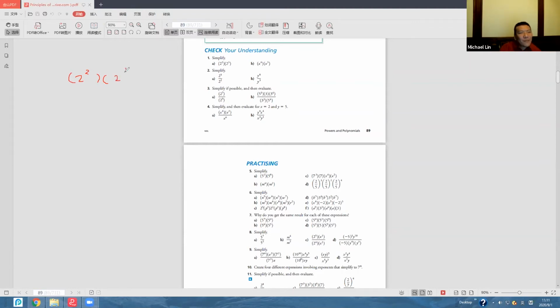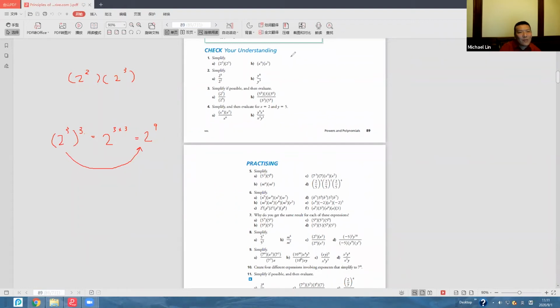Okay. And then eventually you guys are going to learn what happens when there's a power to a power. Like you have 2 to the power of 3, all to the power of 3. And you guys probably guessed it already, but you would actually just multiply the exponents together. So this can be rewritten as 2 to the power of 9. That's known as power to power. Right now we're dealing with just multiplying of the same base.